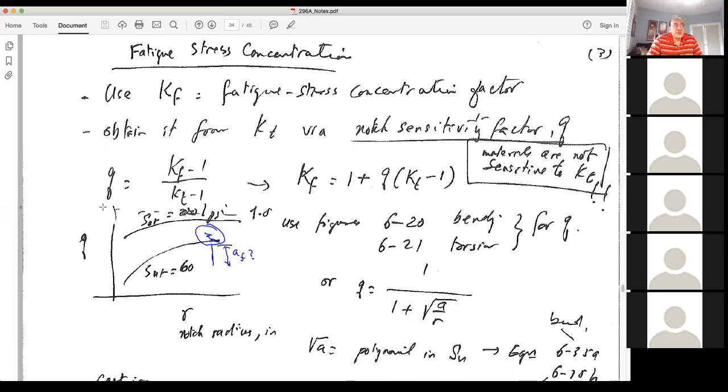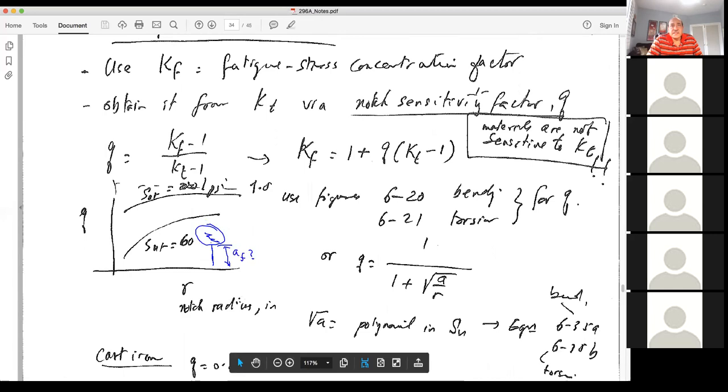So for the Q, we have a plot in the book, equation 635A or 670B, for Q that has a polynomial in the value of the notch radius A. So it depends on notch radius. If you have a retaining ring, the notch radius is going to be extremely small, so the stress intensity factor will be high. If you have a shoulder, you can actually taper the notch radius, therefore the stress intensity factor will be low.